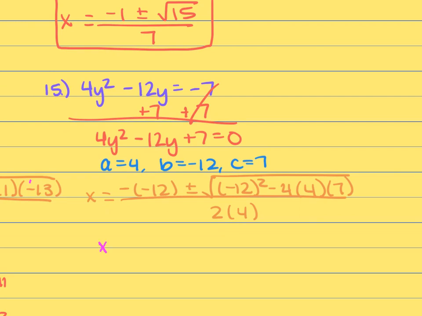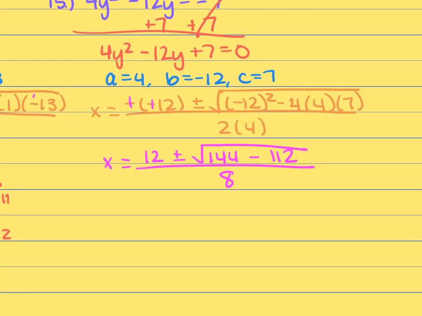So from here, x is equal to 12 plus or minus the square root of 144 minus 4 times 4 is 16, and then that's 16 times 7 is 112, all over 8. From here, subtract underneath that radical, so x is equal to 12 plus or minus the square root of 144 minus 112 gives us 32 all over 8.